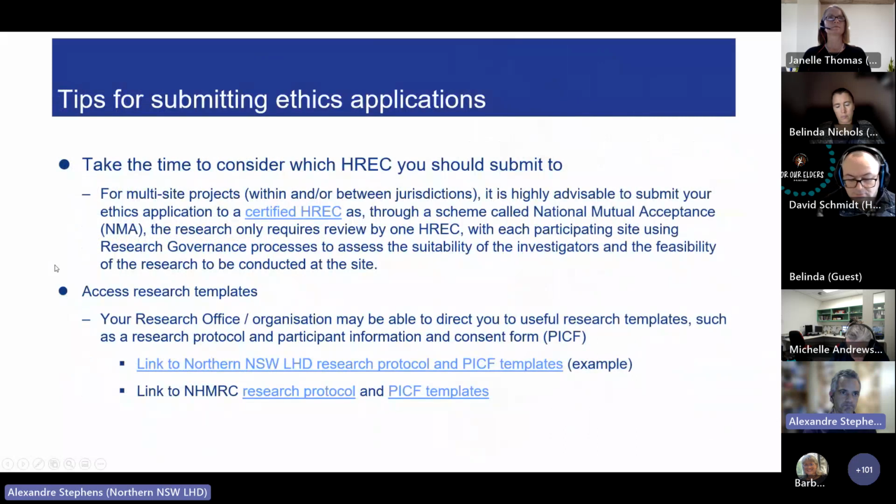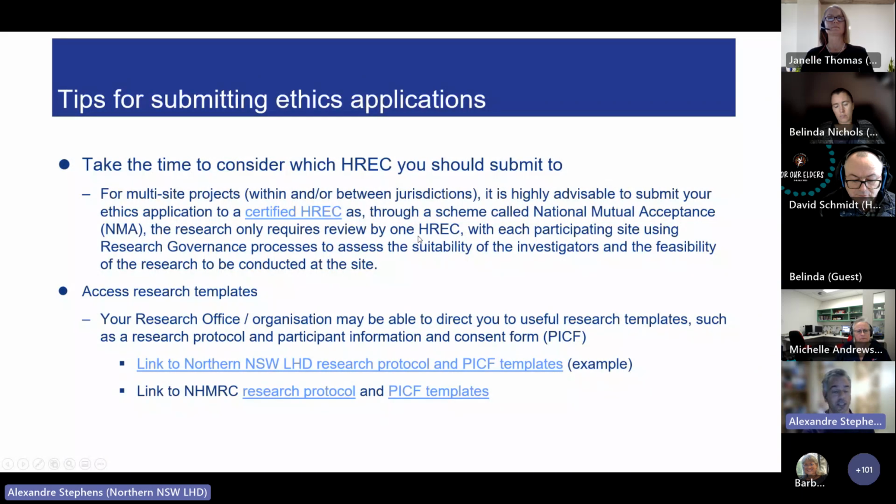These are my handy tips for submitting ethics applications. Take the time to consider which HREC you want to submit to, particularly if you're planning to do a multi-site project, so multi-site either within and or between jurisdictions. If you are intending to do a multi-site project, it is highly advisable to submit your application to something called a certified HREC, as through something called National Mutual Acceptance, your project will only require review by one HREC.